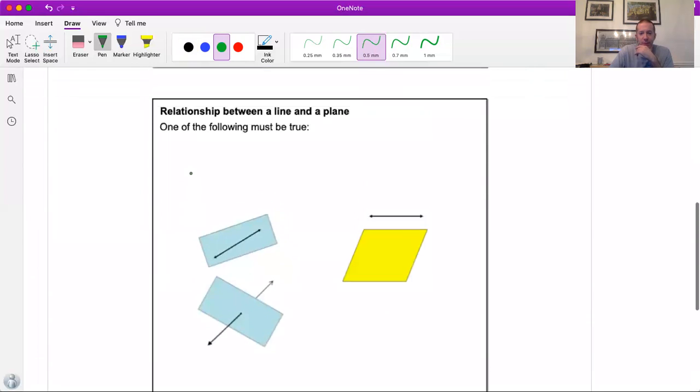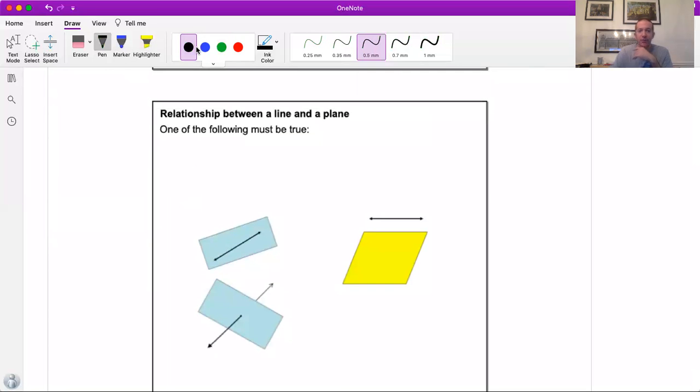Yeah, so lines and planes. This is where it gets a little confusing, and it's because it's hard to draw the pictures. This is the kind of thing where if you imagine a skinny piece of wood and a piece of paper, it's a little bit easier to think of. There's only three things that can happen with a line and a plane.